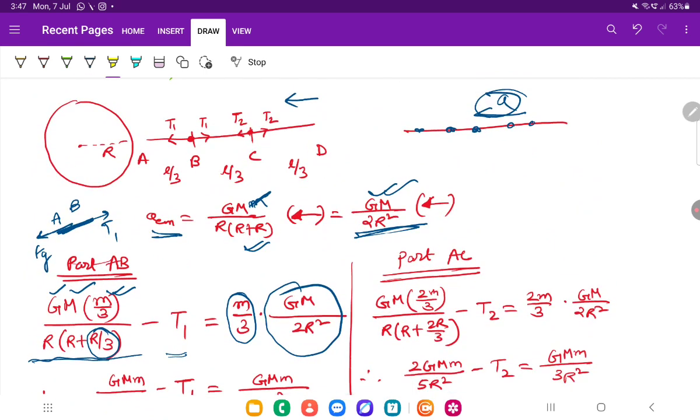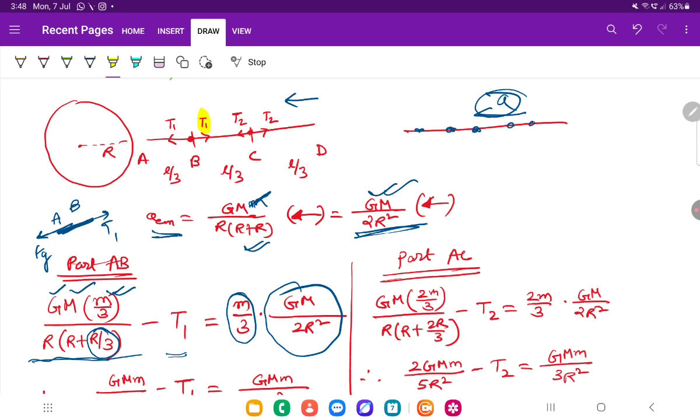Now we'll do the same thing for part AC, because we are doing for two parts separately because we are trying to involve the T1 and T2 terms, right? T1 is the tension at B, so we should have used the rod AB or BD as per our convention. And if we have to involve T2 term, we have to use the rod AC or CD like this, right?